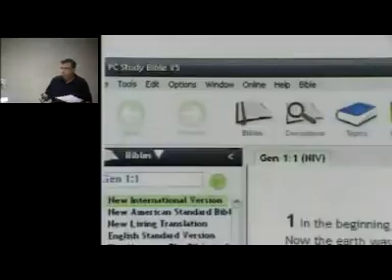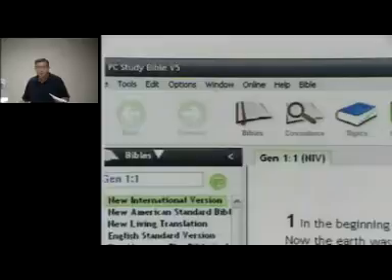Really, that's all you need as far as extra tools, except for your Bible. Your Bible is still the best bet you have for studying the Bible. Anybody want to ask anything about that before we leave the Bible study program?